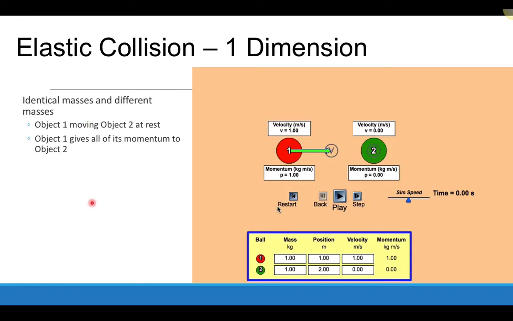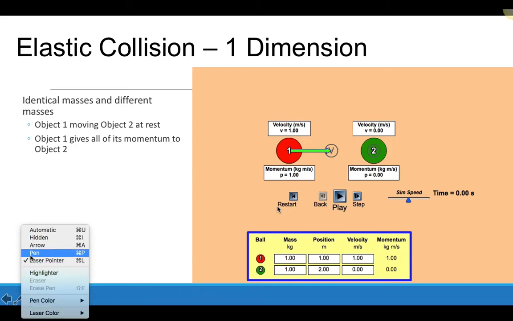So this is an elastic collision where I have identical masses. This says identical masses and different masses. So in this particular case, the objects both have the same mass. So I come over to my simulation picture and I notice that they both have the same mass. And object 1 has some initial velocity. Now I haven't hit play yet. I will hit play here in a second.